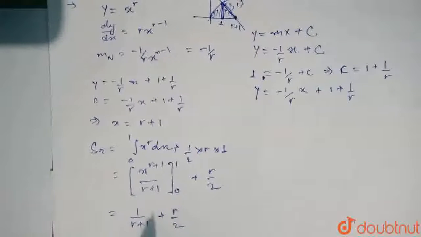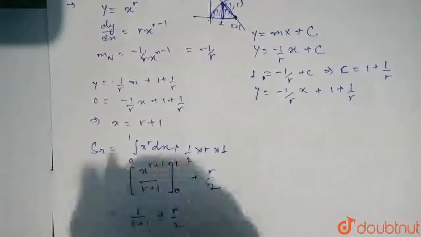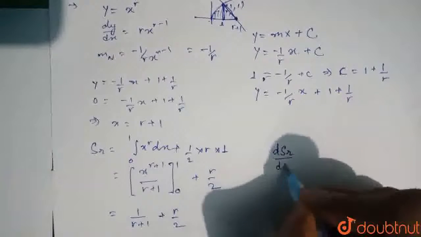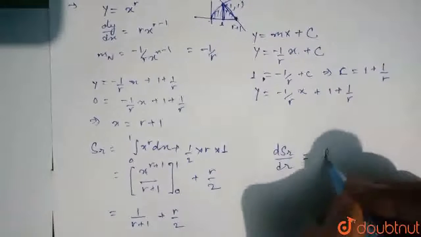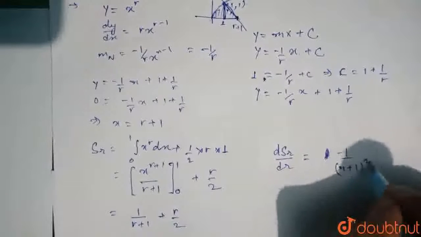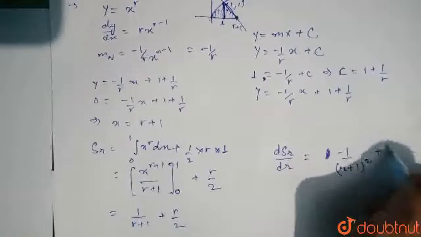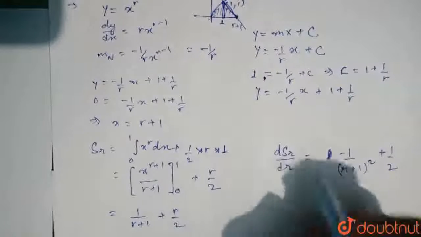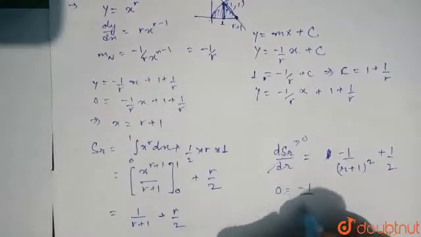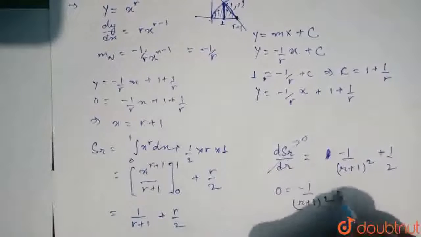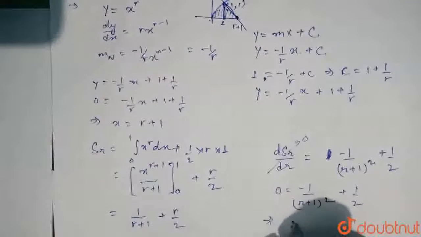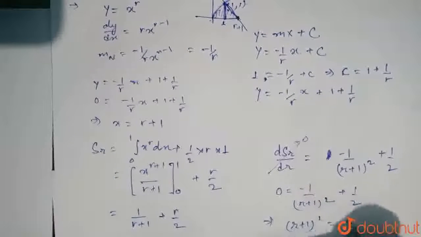Now we have to calculate r so that S_r is minimum. So for minimum, we differentiate. We find dS_r by dr, which comes out to be minus 1 upon (r plus 1) whole square plus 1 by 2. And for minimum, this should be 0. So 0 equals minus 1 upon (r plus 1) whole square plus 1 by 2. From here, (r plus 1) whole square will be equal to 2.